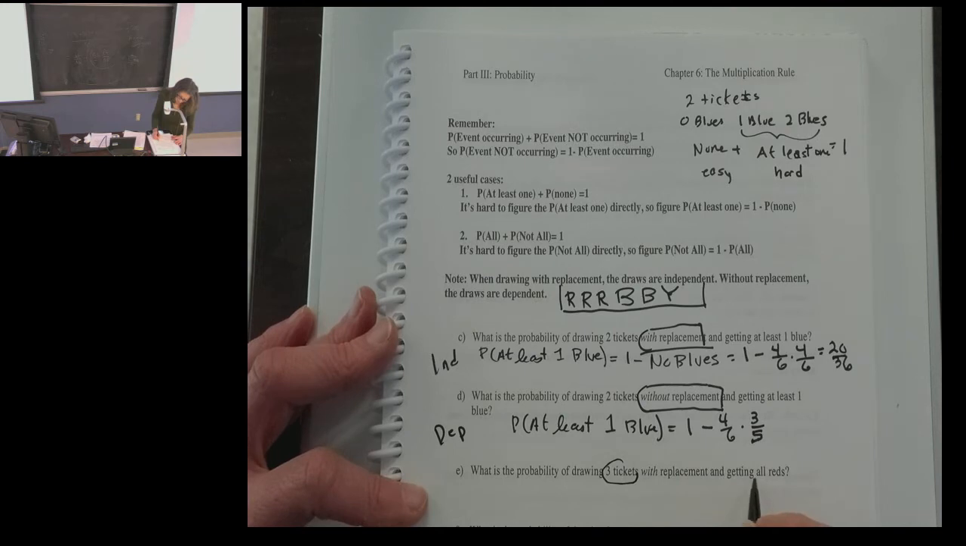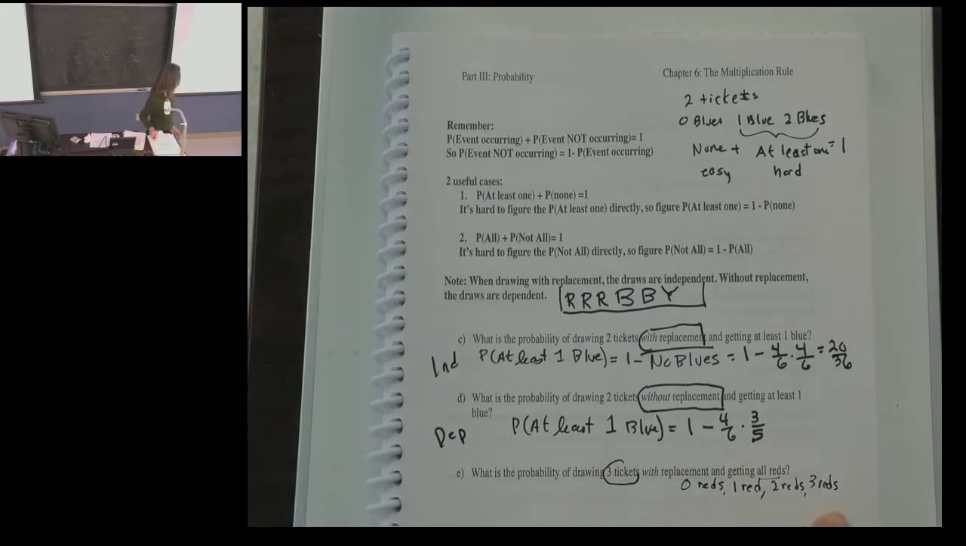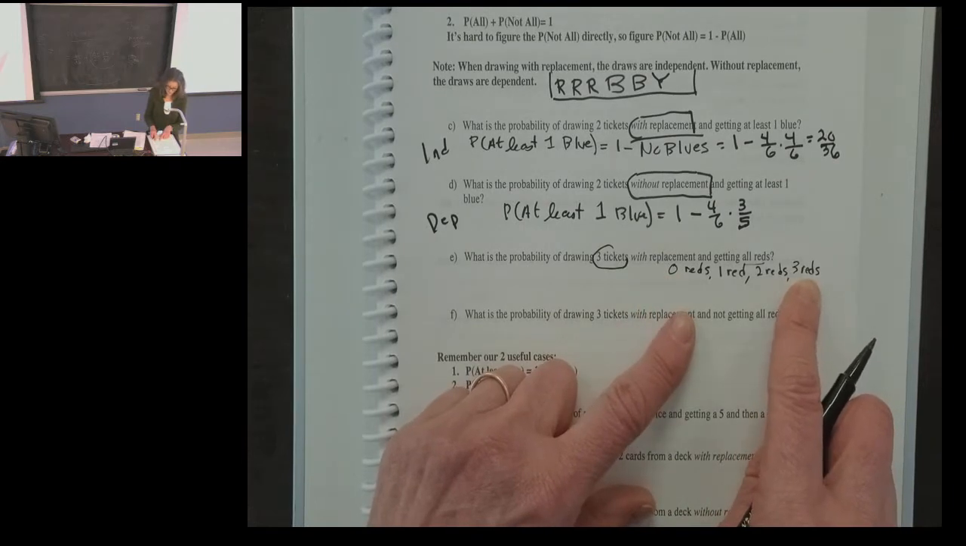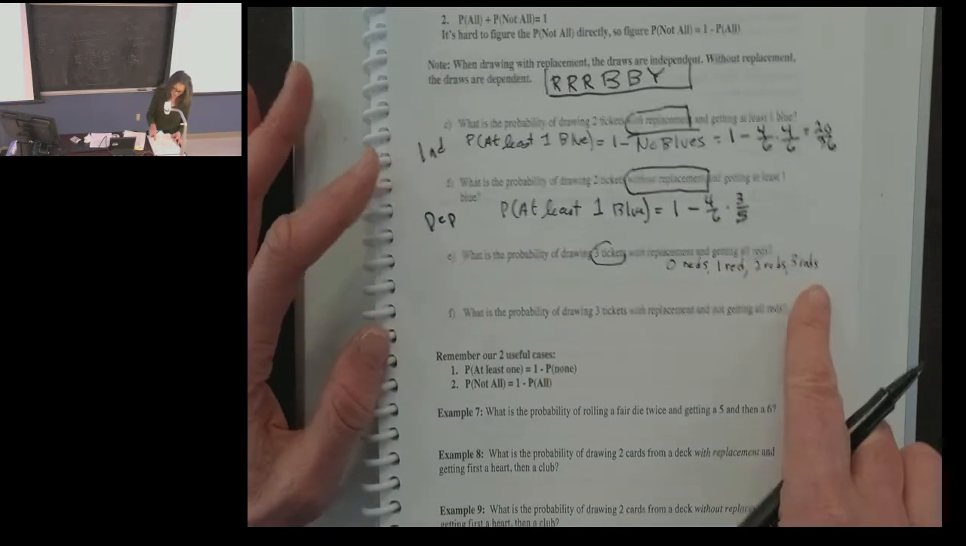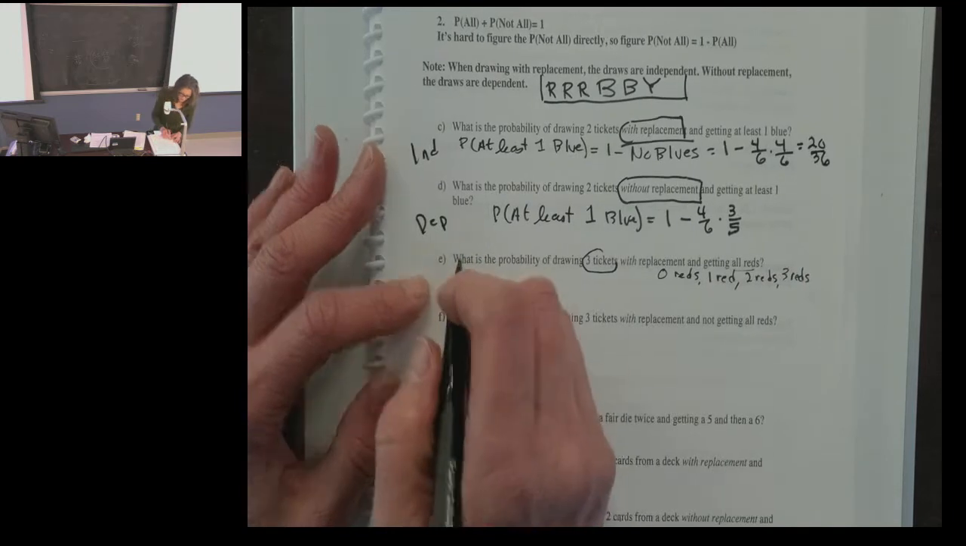In getting all reds, what could we get? We could get 0 reds, we could get 1 red, we could get 2 reds, and we can get 3 reds. Those are our possibilities, right? And now, all reds is this, and not all reds is that. So all reds is easy. We can do that one easily. Getting all reds is just this.